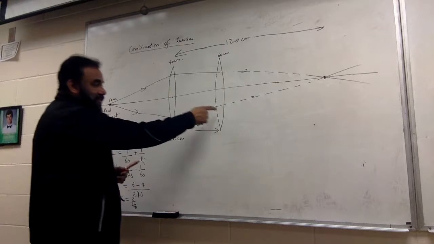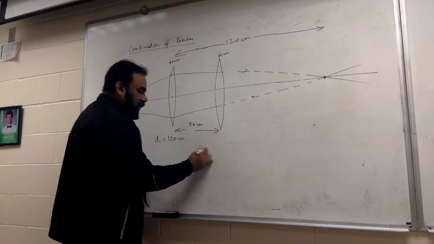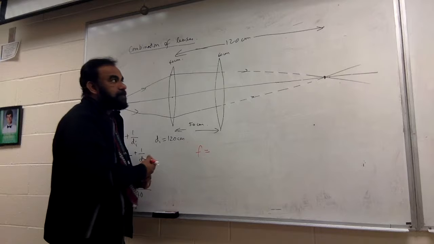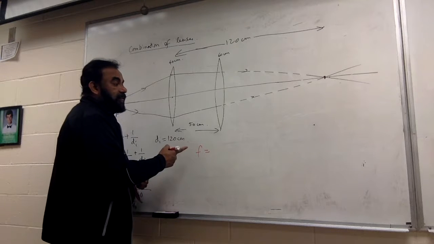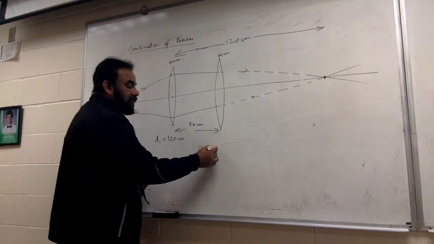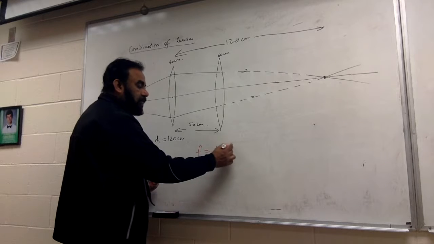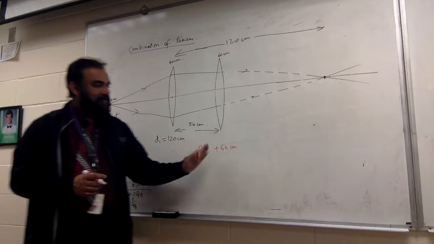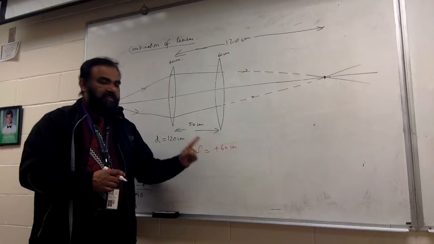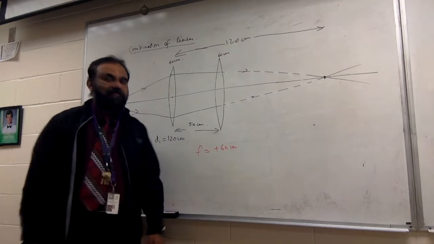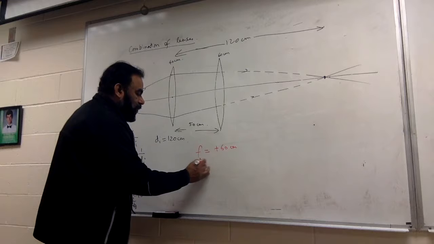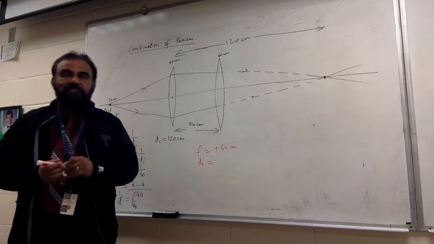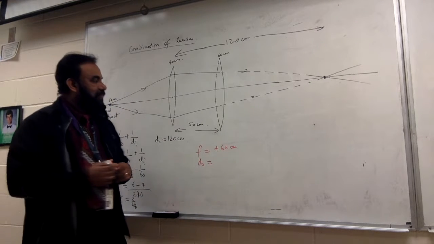So for this lens, what is the focal length? Positive, negative. It's positive 60, only for that lens. Don't worry about this at all now. For this lens, f is positive 60. What is DO for this lens? 110. That's 50.